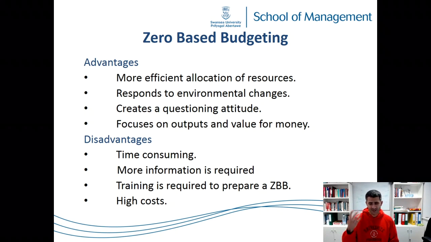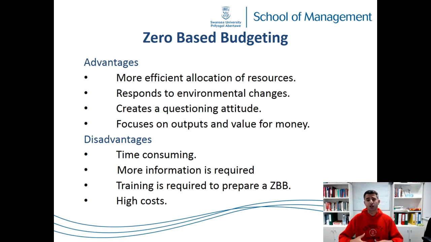Creates a questioning attitude. When I say this questioning attitude, I mean about the justification, right? So when I say every single cost must be justified, what does that mean? As managers, they set up a budget, they need to look at, okay, we need to justify this cost in this case for next year. If there is no justification, there is no zero-based budgeting, so you do not include this cost.